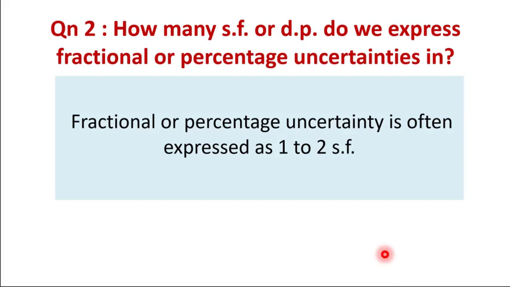For the second question on SF or DP for fractional and percentage uncertainties, we will often express fractional or percentage uncertainties to 1 or 2 SF. Why? Often it is calculated based on the absolute uncertainty, which itself, we say, is an estimate and we express as one significant figure. But it is also often used for propagation of uncertainties for other derived measurements made from the original raw measurement.